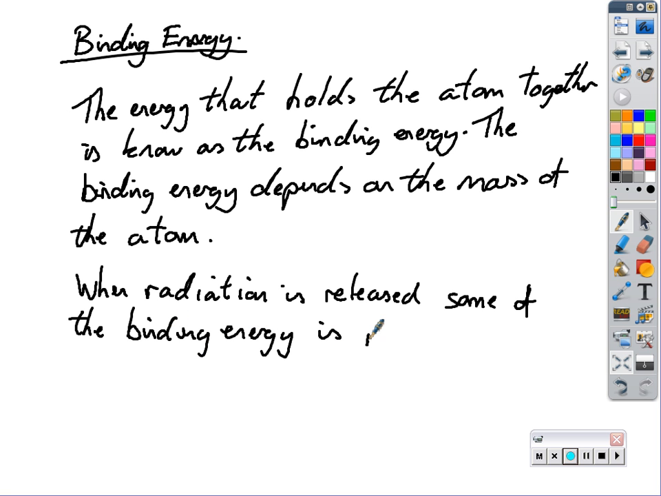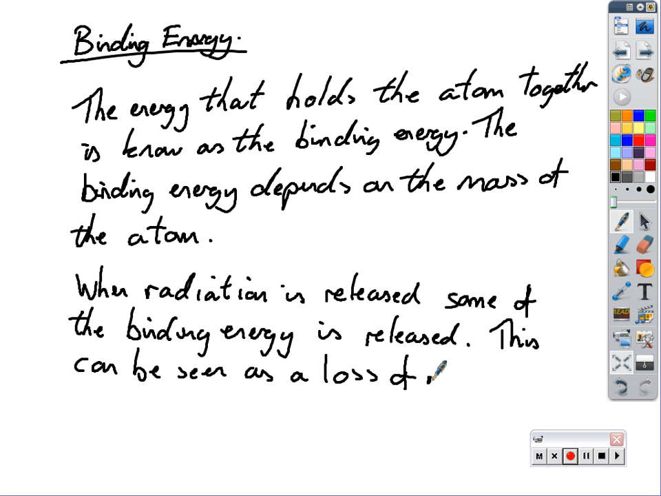Now, how we know exactly how much is that we look at the mass. The total mass before the reaction will always be more than the total mass after the reaction, because it's lost its mass through the binding energy being released. So if binding energy is directly proportional to the mass, then if it loses mass, then it loses binding energy. So when radiation is released, some of the binding energy is released. This can be seen as a loss of mass. So if we work out the total mass before and the total mass after, they will be different, and the difference allows us to calculate how much energy has been released.